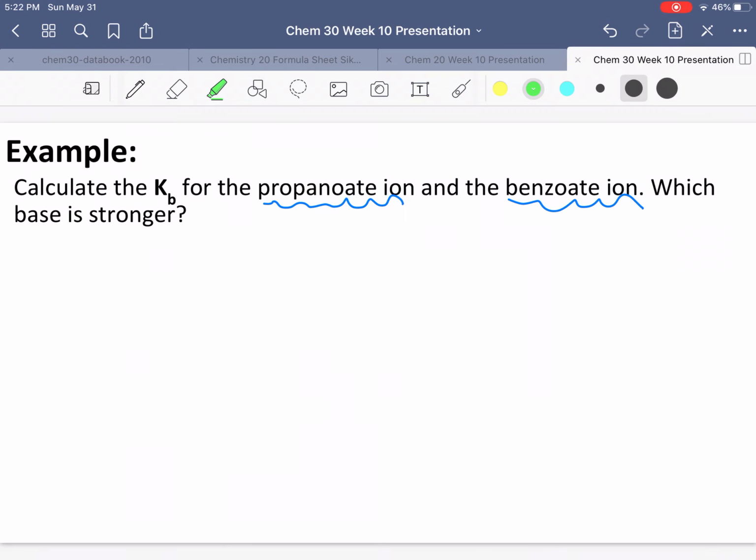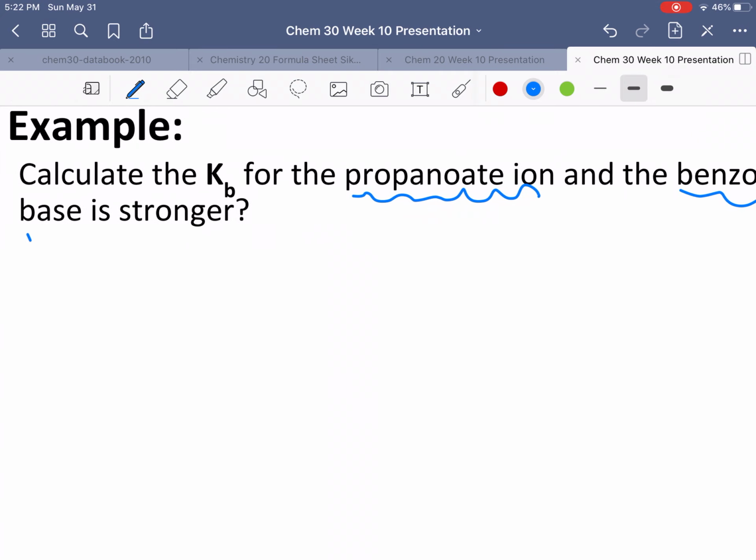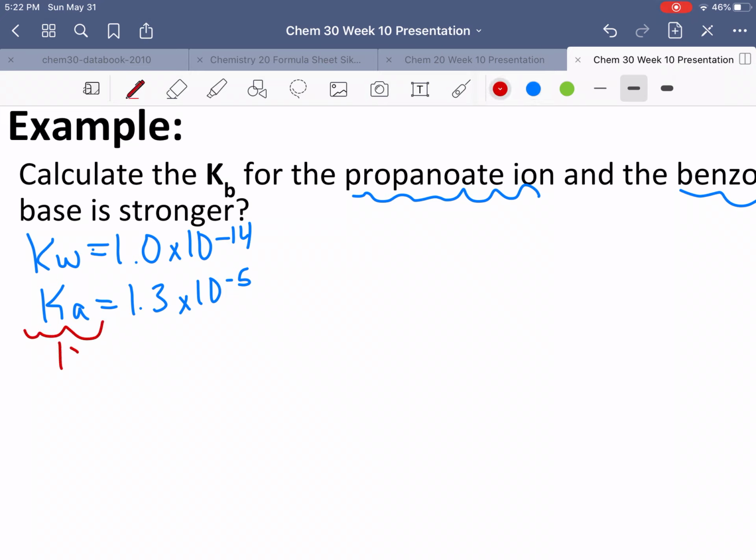So in terms of how I would just write this out for an understanding perspective, like, okay, I know Kw. Kw is on your data booklet, it's 1.0 times 10 to the negative 14. The associated Ka is 1.3 times 10 to the negative 5. That's what I just got from page 9. And take note for yourself, this is for propanoic acid, right? That's why I'm using it. It's associated with the propanoate ion for propanoic acid.